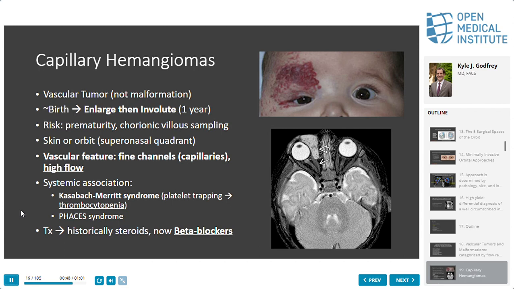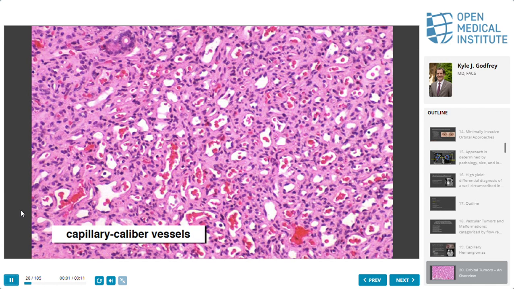And again, this is not really a disease that anyone wants to be managing surgically. They're capillary, full of high flow blood. So these are not lesions that you want to be biopsying, and not lesions that you typically want to be excising. These are generally treated with systemic medical therapy. This is just showing those really small, fine capillary caliber vessels, which will clinically demonstrate high flow through them.